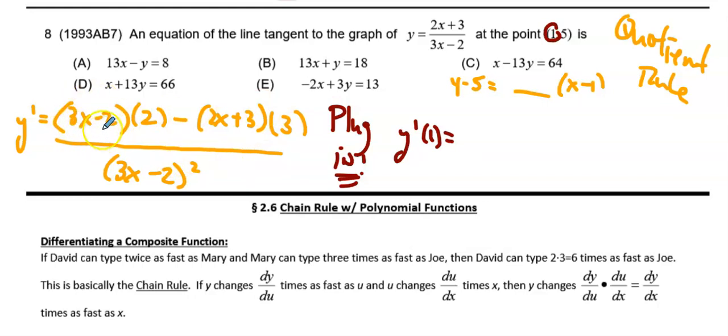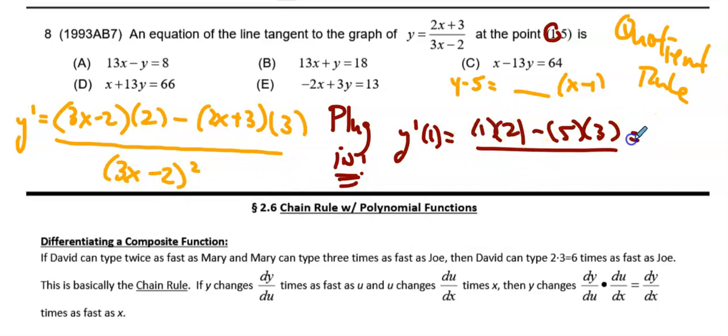So 3 times 1 is 3, minus 2 is 1. Well, that's obviously still 2, right? 2 times 1 is 2, plus 3 is 5. This is going to be 3 still. And then this is going to be awesome, and they always do this nice stuff for us: 3 times 1 is 3, minus 2 is 1, and 1 squared is 1. So it's just going to be this, and that's going to be equal to 2 minus 15, which is going to give you negative 13. So this is going to be your equation in point slope.